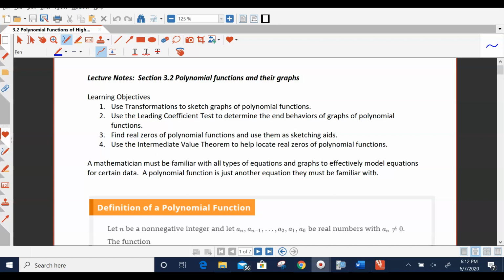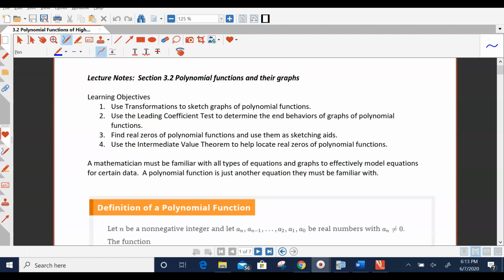Hello again. How about we check out what's going on in section 3.2, polynomial functions and their graphs. So recall from section 3.1, we looked at quadratic functions, which was just a special case of a polynomial function. Now we're going to expand that to include higher degrees, and as we include a higher degree, we're going to see more hills and valleys.